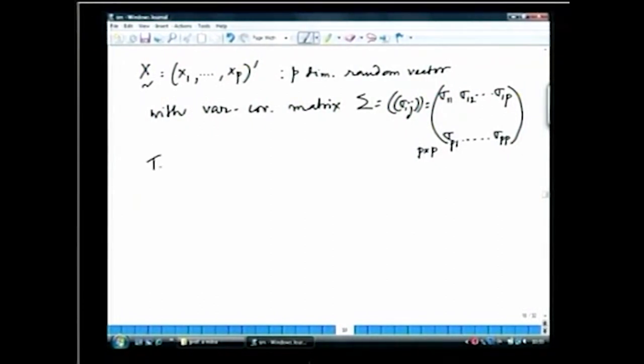Now, we have been saying that the total variability in the data, total variability in x, is going to be explained through the total variability of y, the new variables.